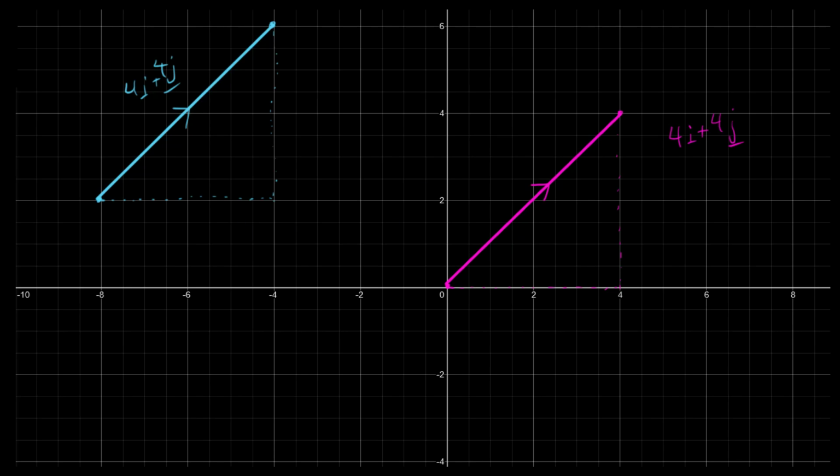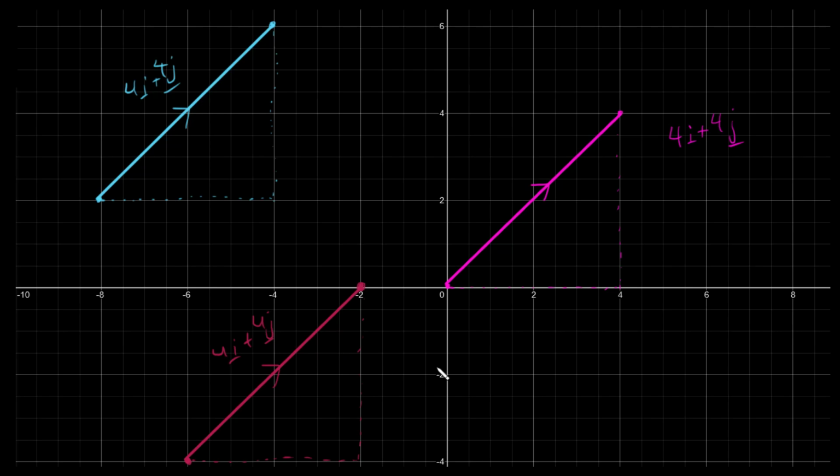Now on the other hand, if we choose the initial point to be here, so 4i means going 2 units, 2 units, 4 units towards the east, and going 2 units, 2 units, 4 units towards the north. So this is going to be the terminal point, this is the initial point. So that means the direction 4i plus 4j is the same direction.